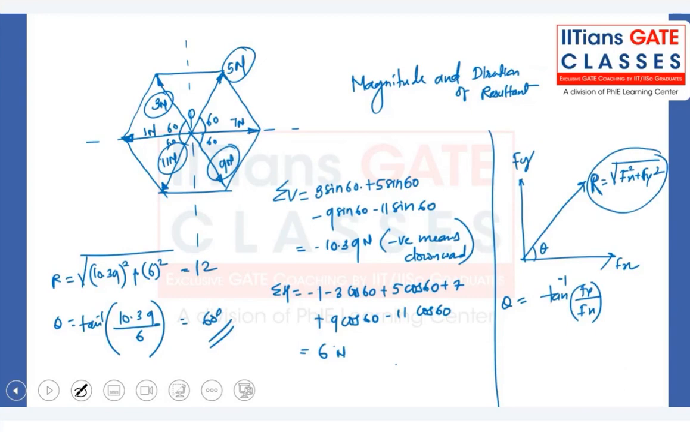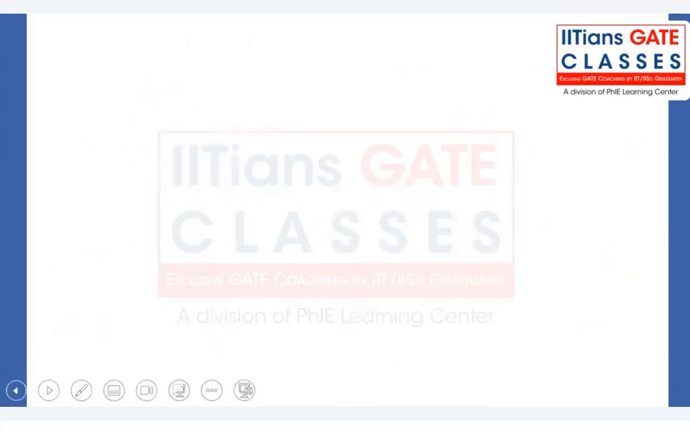Like this, something like this. Can you tell me why this direction? Check if this answer is correct. Yeah. Why? Because our summation Fy vertical is downward and horizontal is rightward. So the resultant will be in this quadrant. Okay, this is our, go back and write.